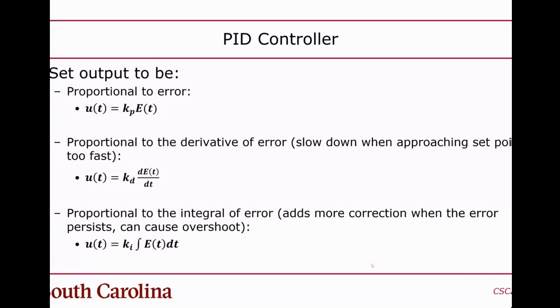And then there's the integral, which adds more correction when the error persists longer. So basically, it speeds up the longer you have an error, but it can cause an overshoot. In the original version of the slides, I had a little typo where I said that it actually reduced the overshoot. Well, in a way that's true, but the subtlety is that if Ki is too high, then you can have more overshoot. I actually added some additional plots here that show that a little bit later.